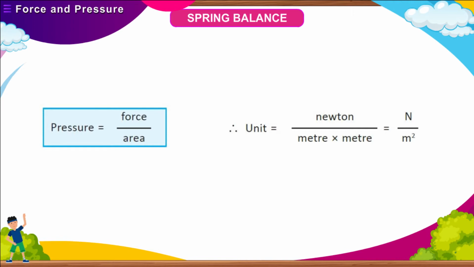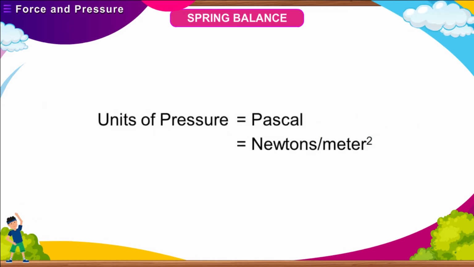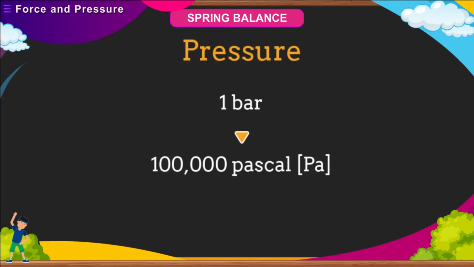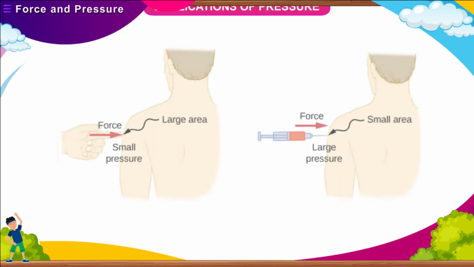Therefore, the unit is Newton upon meter into meter, which is N/m². The unit of pressure is N/m² in the SI system. This unit is also called Pascal, Pa, after the French scientist Blaise Pascal. The practical unit of pressure is bar, which is equal to 1 lakh Pascal.